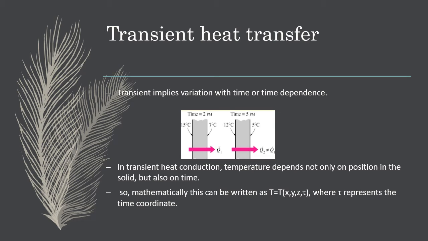The temperatures at both ends of the wall have now changed: from 15 degrees Celsius it changes to 12 degrees Celsius, and from 7 degrees Celsius it changes to 5 degrees Celsius. Therefore, the heat transfer changes, as the formula for heat transfer is equal to minus kA times temperature difference by the thickness of the wall.